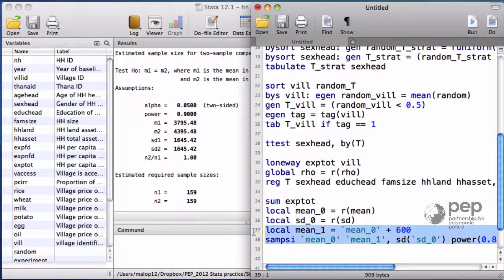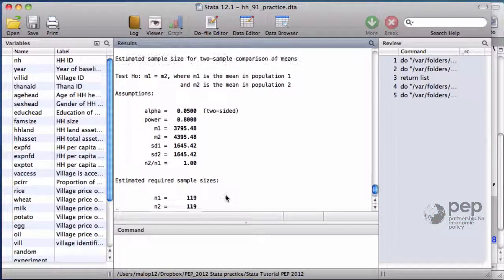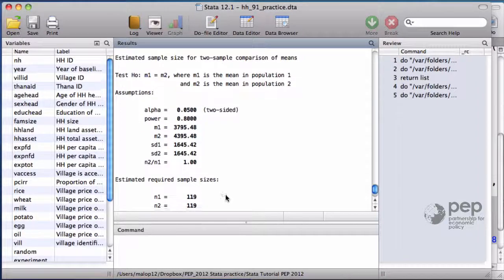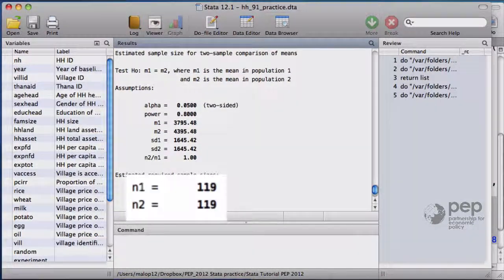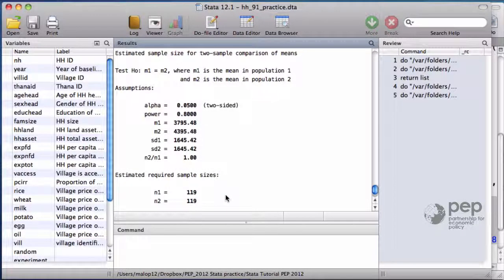I execute this again to adjust the power to 80%, and I can conclude that given the assumptions above, we need 119 observations in the treatment group and 119 observations in the control group to detect a minimum program impact of 600 taka in the total household expenditures.